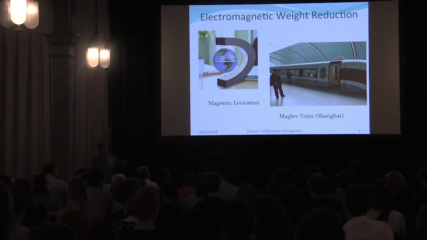And so the basic idea there is you have a strong magnetic field that lifts the train up above the tracks. And so this way you don't have to expend energy fighting against the force of friction between the train and the tracks, right? So then the only energy you need to supply is the energy of the train going against the air resistance.